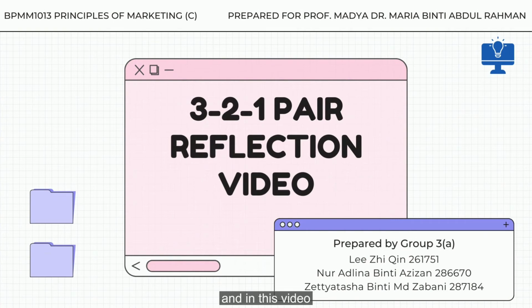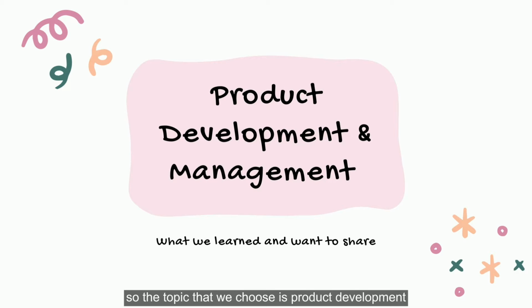We are from Group 3 and in this video, 3 of us present our reflections on a selected topic. So the topic that we chose is Product Development and Management, which is from syllabus topic 7.